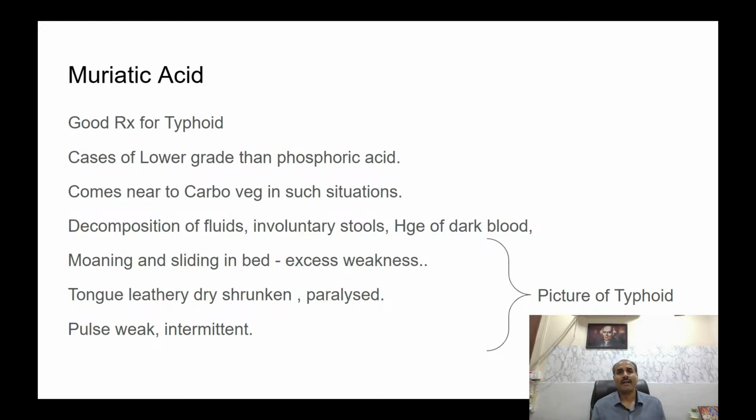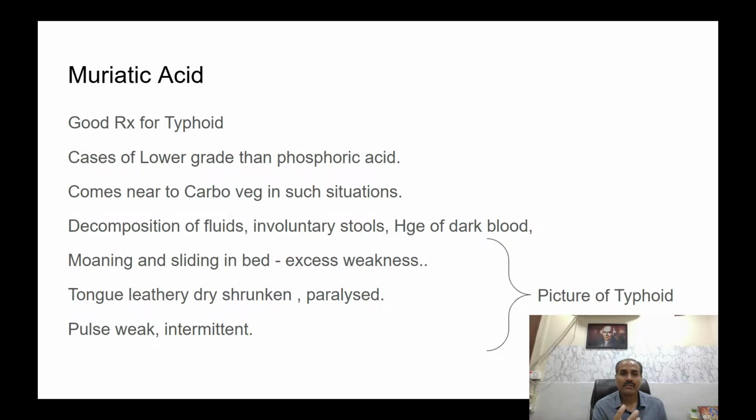So, again, Dr. Nash tells us that muriatic acid is a good remedy for typhoid. So, all the acids he will tell you more or less are good for typhoid. And the cases are of a lower grade than phosphoric acid, which means more deteriorated. And Dr. Nash tells us that muriatic acid comes closer to carbo veg in such situations.